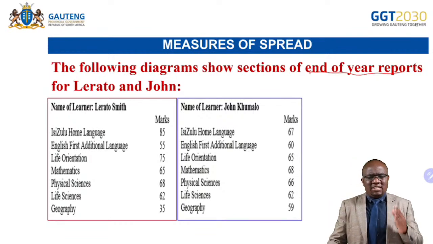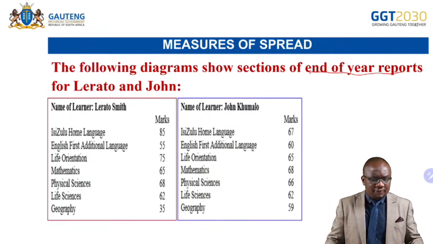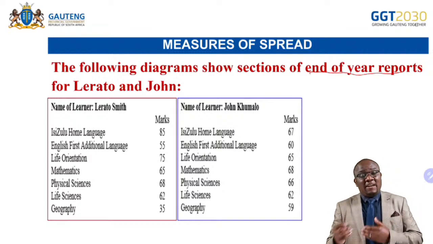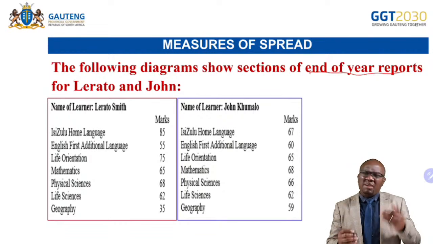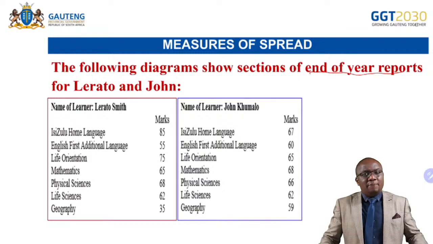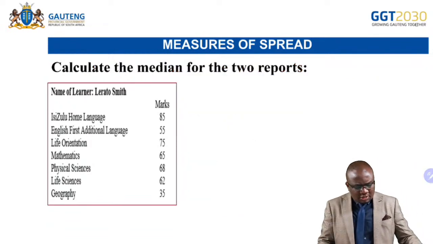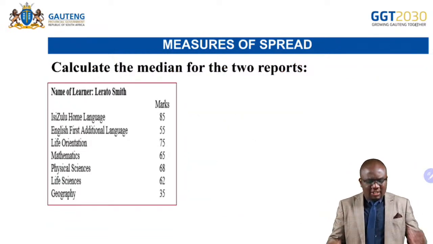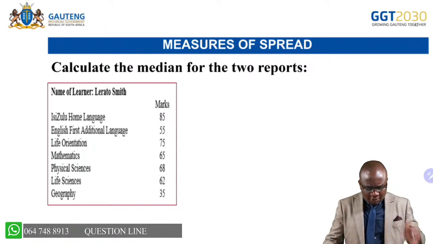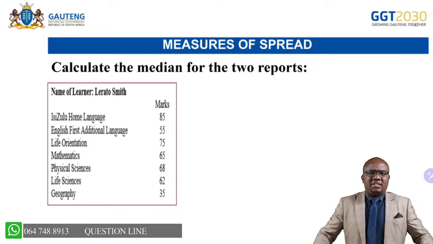We are going to concentrate on one average, which is the median. We're going to find the median for Lerato and then find the median for John. Remember, we're not doing measures of central tendency today, but I want you to observe something. That's why I'm bringing in the median. Now, let's try this. I want you to calculate the median for the 2 reports. Let's start with Lerato. Let's calculate the median mark for Lerato. How many minutes do you need? 2 minutes. Let's try.